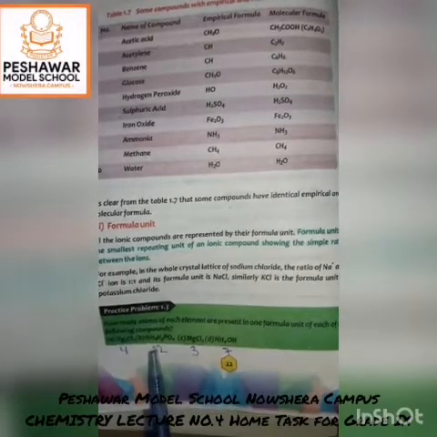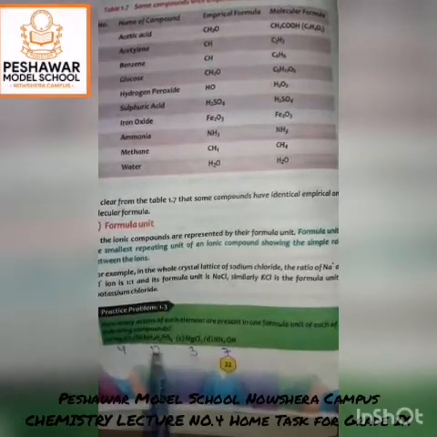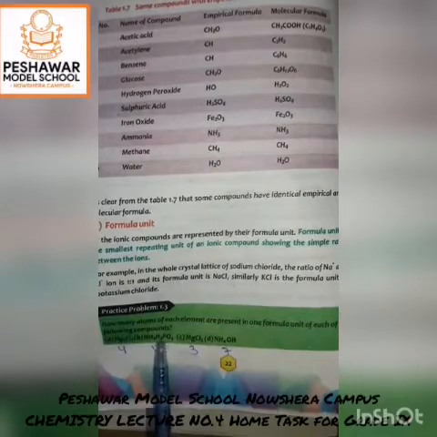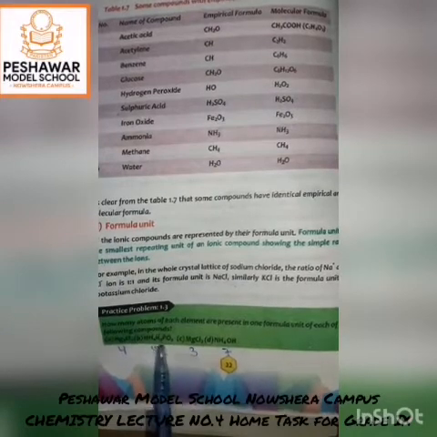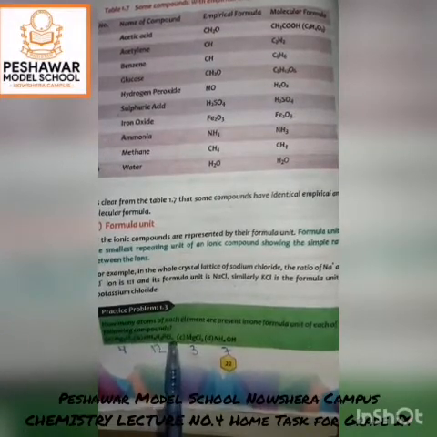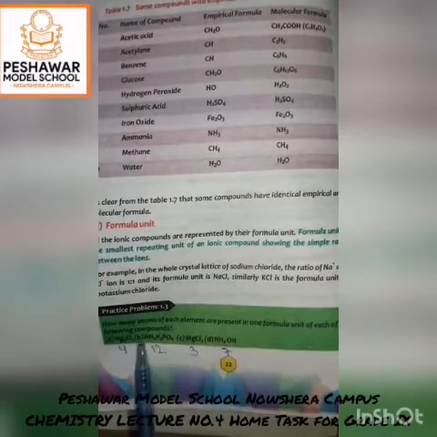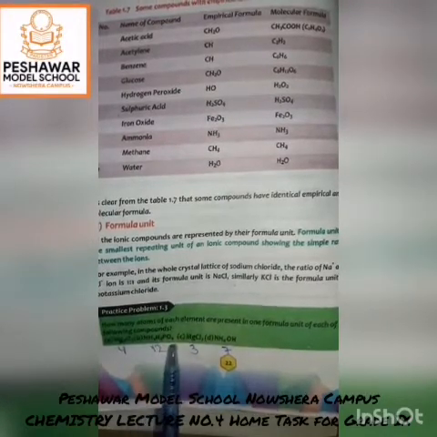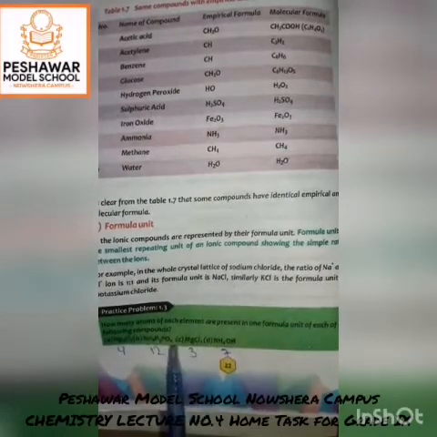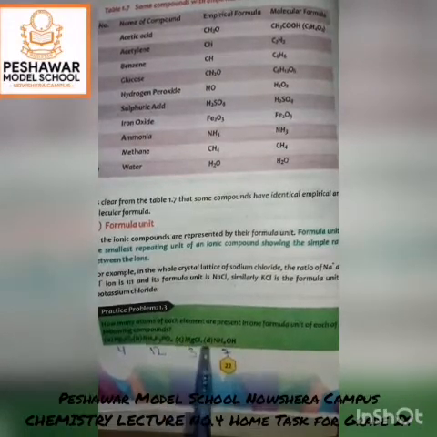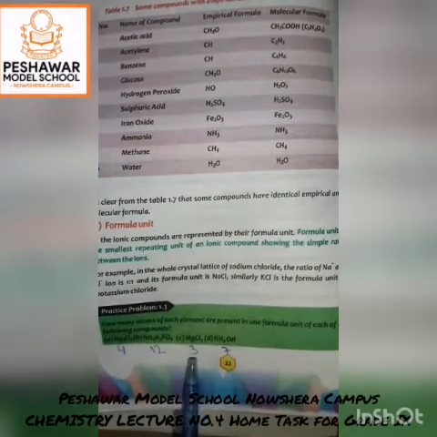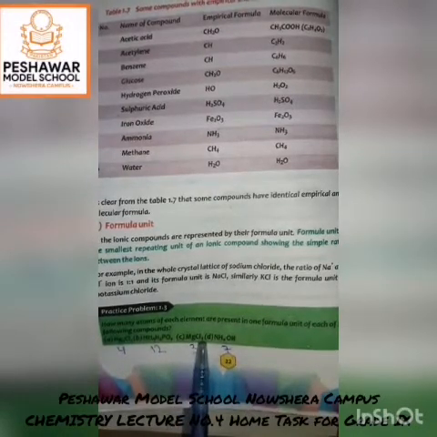Now the next one is ammonium dihydrogen phosphate. We have 1 nitrogen, 4 hydrogen, then 2 hydrogen, 1 phosphorus and 4 oxygen. Add all these atoms, then in total we have 12 atoms in ammonium dihydrogen phosphate. Third one is magnesium chloride, MgCl2. We have 1 magnesium and 2 chlorine in magnesium chloride. Total atoms become 3. We have a total of 3 atoms in magnesium chloride.